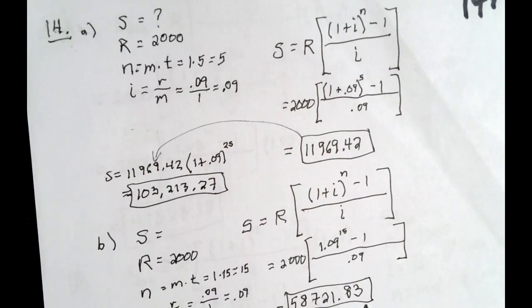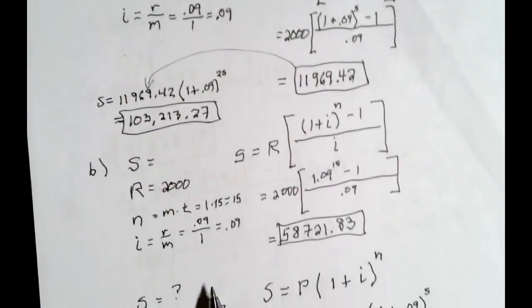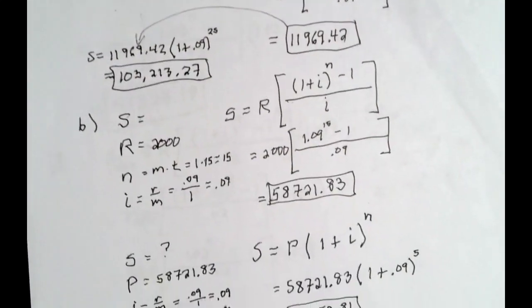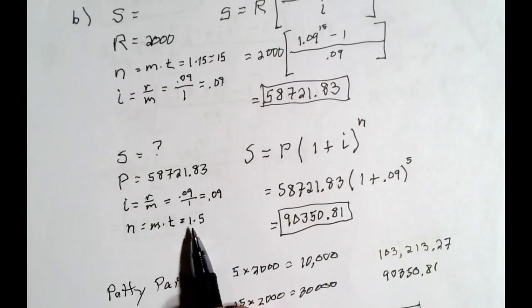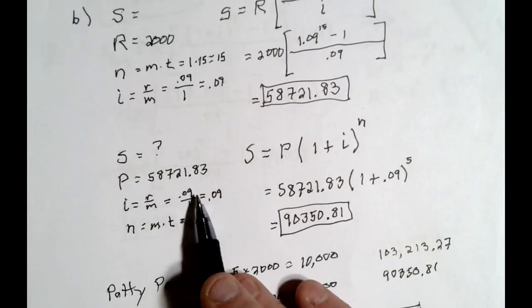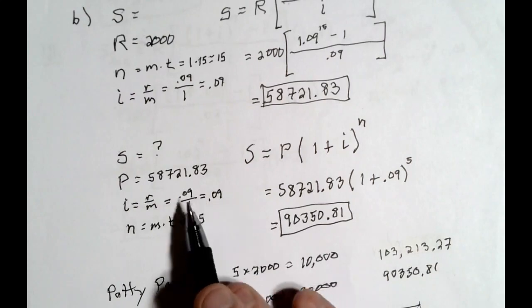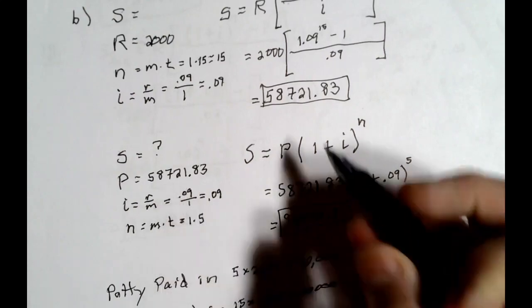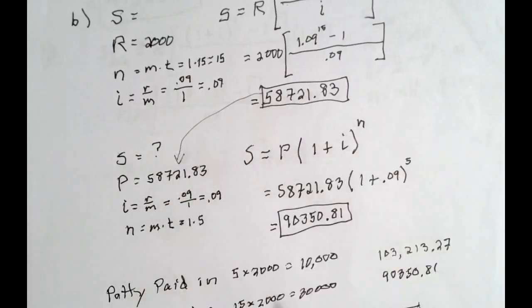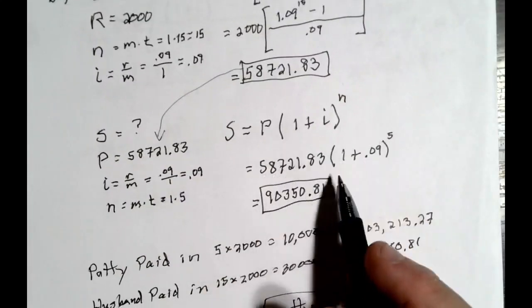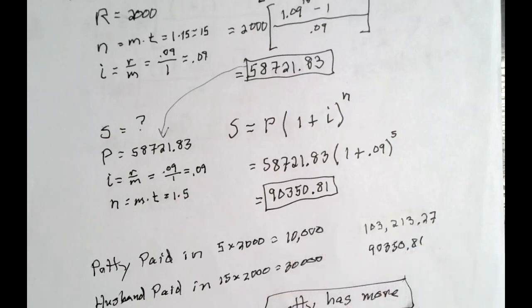Alright? So then he does that for 15 years. Then he leaves the money in the account for an additional 5 more years. Okay, so for 5 more years he's doing simple interest at t equals 5. M is still 1, compounded annually. 0.09 over 1, there's 0.09. Okay, and so again, this S from the first part becomes the P for the second part. And you crunch it all down and you get 90,000.